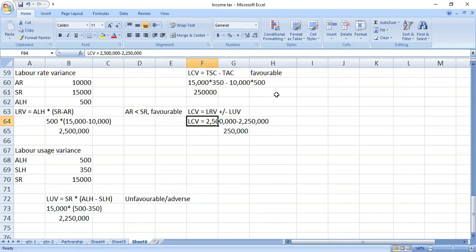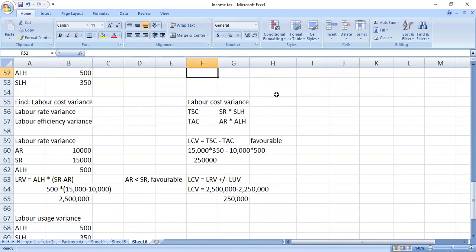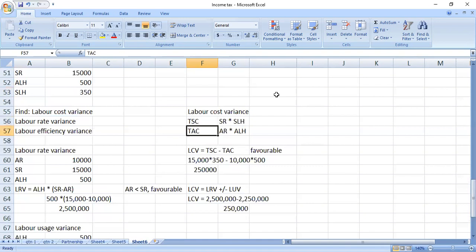So guys, this is how we deal with variances, and that's how we comment. Unless you have any questions, I've covered standard costing and variance. Unfavorable.